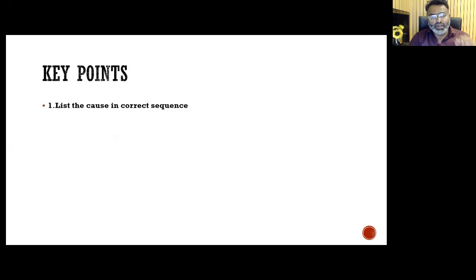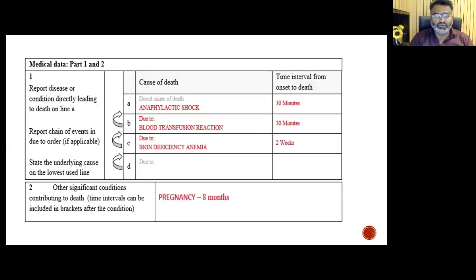The first thing is to list the causes in the correct sequence. Here I give you an example: iron deficiency anemia in a pregnant lady. Pregnancy is the comorbid condition. Iron deficiency anemia, because of which they gave a blood transfusion, and because of which there was an anaphylactic shock. And we should not forget to mention the time duration. So this is the correct sequence.